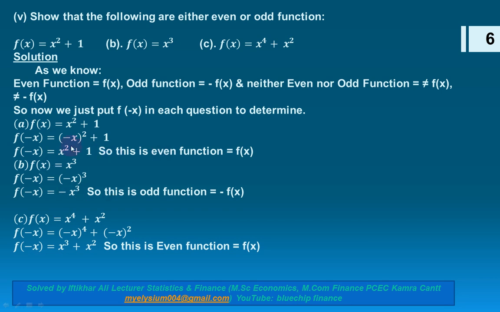And after that x cube, simply put minus x into function, and answer will be minus x cube. So this is odd function. In case third, x raised to power 4 plus x square, so put minus x instead of x, and it will be equals to x raised to power 4 plus x square. So this is even function. So if the answer is in the minus form, then it is an odd function. But if the answer is in the plus form, it will be an even function.